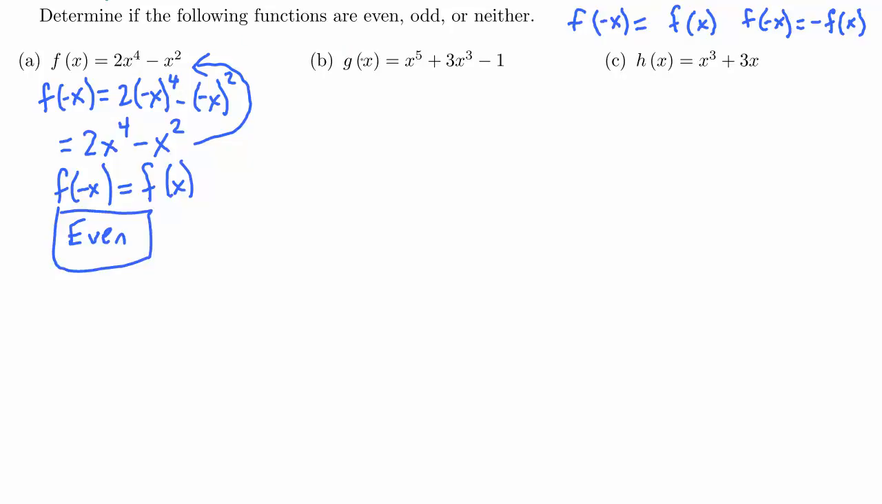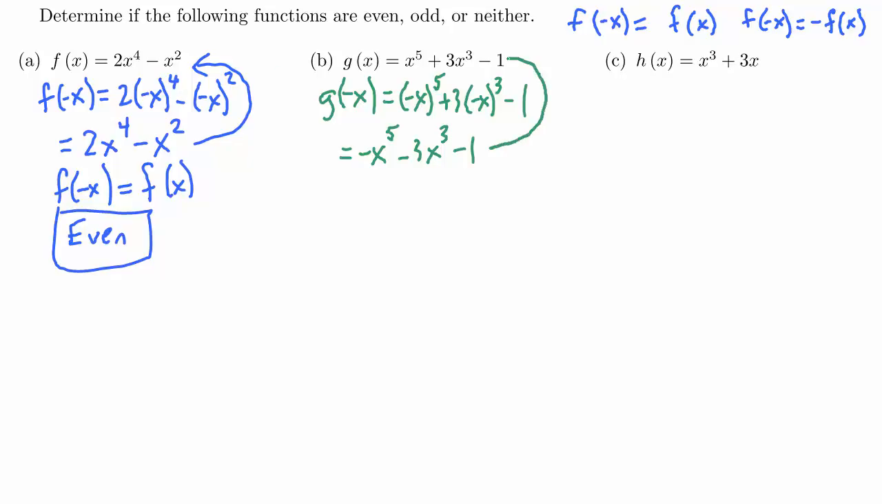Okay, now let's look at g of x. G of x is x to the fifth plus 3x cubed minus 1. So I'll always want to start out with g of negative x. So that gives me negative x to the fifth power plus 3 times negative x cubed minus 1. Simplifying, that gives me negative x to the fifth minus 3x cubed minus 1. Notice that anytime you have an odd exponent, it changes the sign out front. Anytime you have an even exponent, it keeps the sign that it originally had.